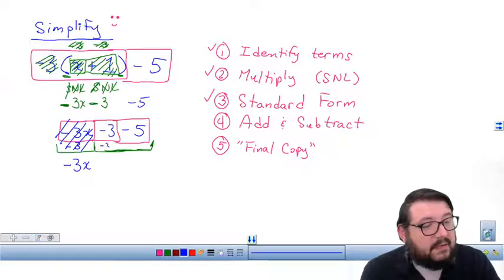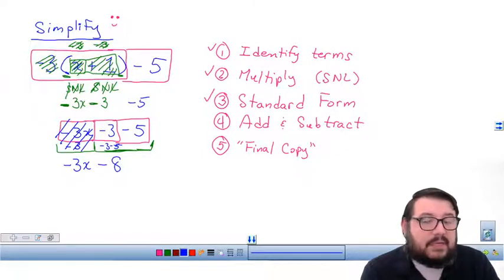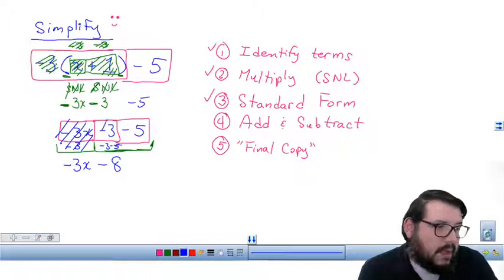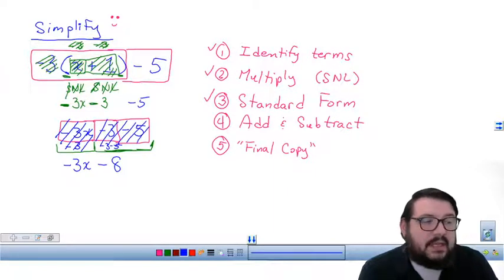-3 minus 5. Okay. -3 minus 5 is -8. Now again, as I always say, some people will say, well, I'm not good at positives and negatives. Well, that's okay. You could easily put that in a calculator, no? And you would get out -8. So that means that these terms have now been taken care of. Okay, now I have -3x minus 8.